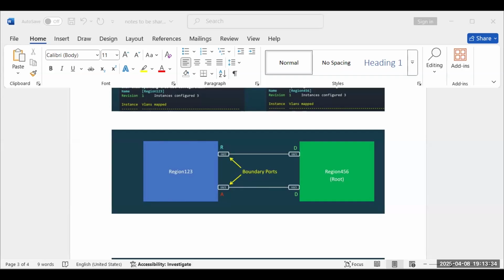Next, the common and internal spanning tree, as we said, is a combination of each region's IST and the CST. Together we call it the common and internal spanning tree, CIST. The CIST regional root functions as the root bridge of the region in the IST root.